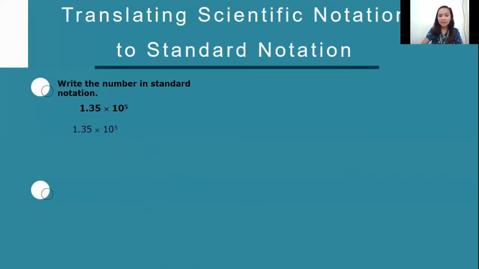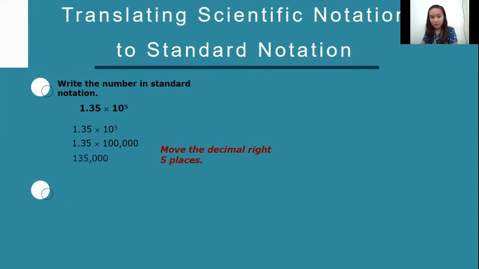So if you multiply 10 raised to 5, you will have 100,000. So just multiply it with the decimal, that's 1.35. Or you move the decimal to the right 5 times, and you will get 135,000. So that is now your standard notation.